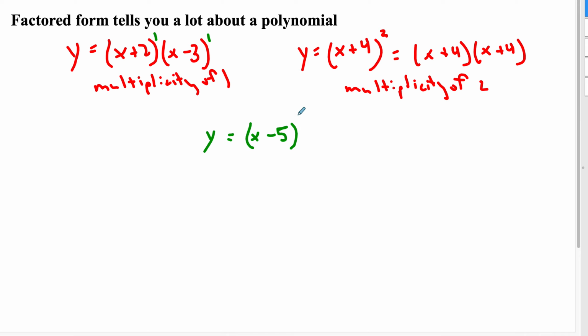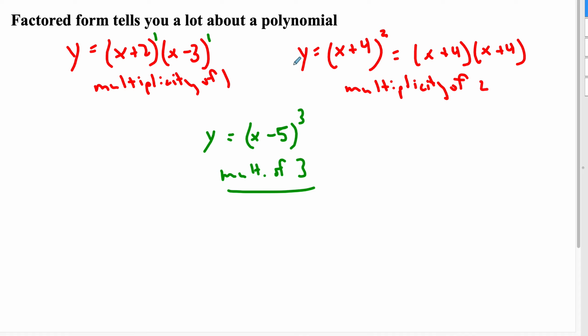Okay? Now, you have seen multiplicity 3 zeros. It's x minus 5. That would be this. So this is x minus 5 cubed, and we'll talk about what that actually looks like here in just a sec. We're going to take this x minus 5 cubed. That would have a multiplicity of 3. That is, it's being repeated 3 times.